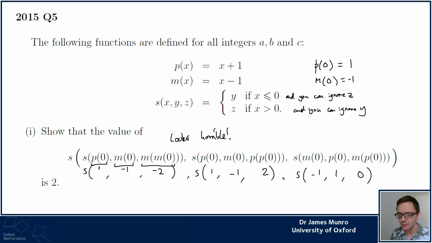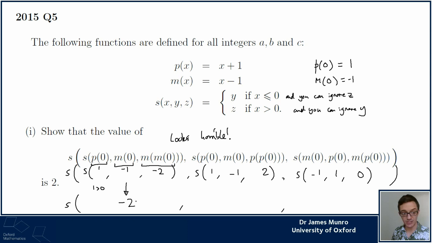So this S of 1, minus 1, minus 2. Well, here x is positive, so this takes the value of the third input, z. So this thing is minus 2. Okay, so I've got these two things as well. I've got this big S on the outside. Let's copy all my line down, so it's really clear what I'm doing. S of minus 2, and then I'm going to need this one as well.